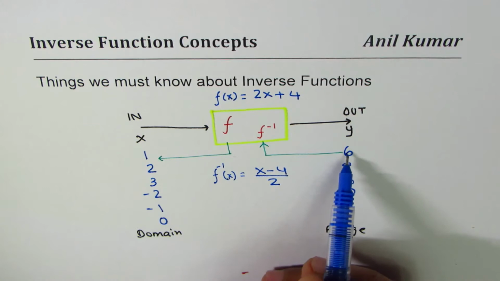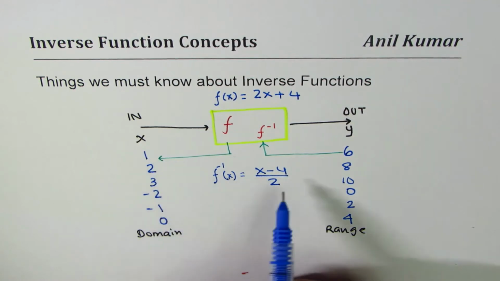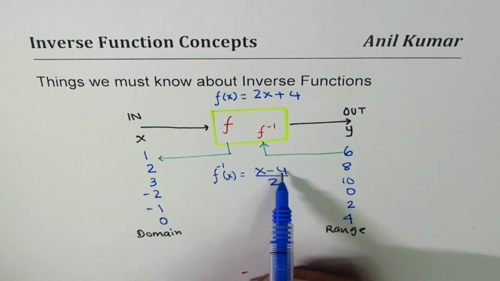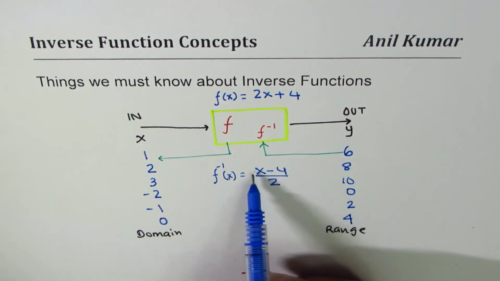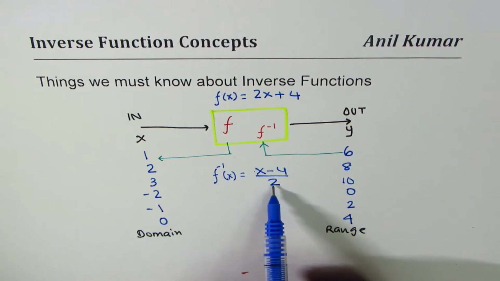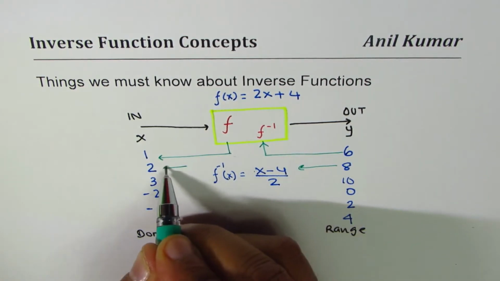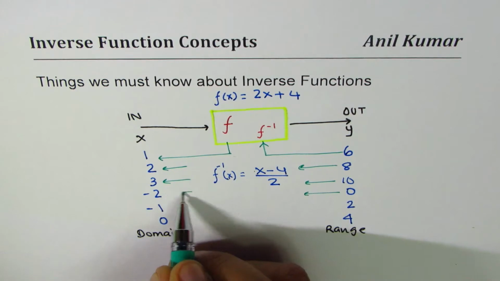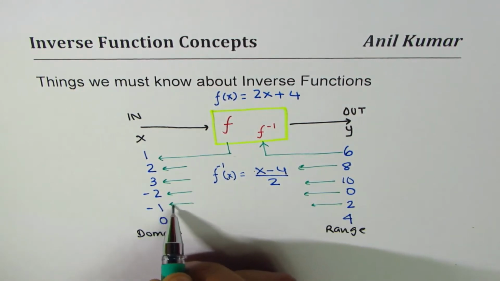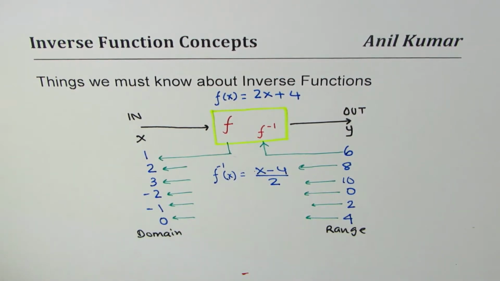Let's check. If I feed in 6, 6 minus 4 is 2, 2 divided by 2 is 1. Do you see that? If I feed in 8, 8 minus 4 is 4, 4 divided by 2 is 2. Similarly, if I feed in 0, 0 minus 4 is minus 4, divided by 2 will be minus 2. Do you see that? So what you have seen here is that for each input, we get the corresponding output, which was earlier the input. The whole operation has been reversed. So that is what the inverse function does.